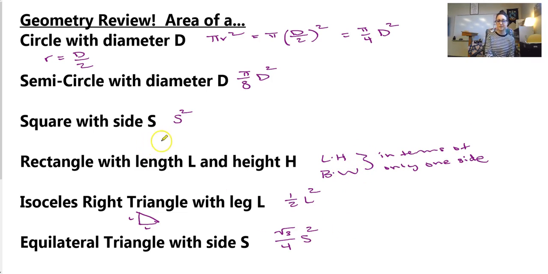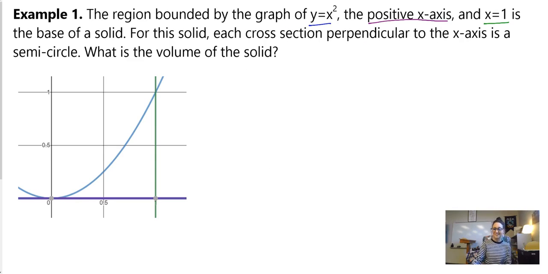So what you really want to commit to memory are these coefficients in front, like this pi over 8 for semicircles, and this 1/2 for isosceles right, square root of 3 over 4 for equilateral triangle, and then keep in mind that this is area, so we'll be squaring each of those pieces. All right, so let's try one together.